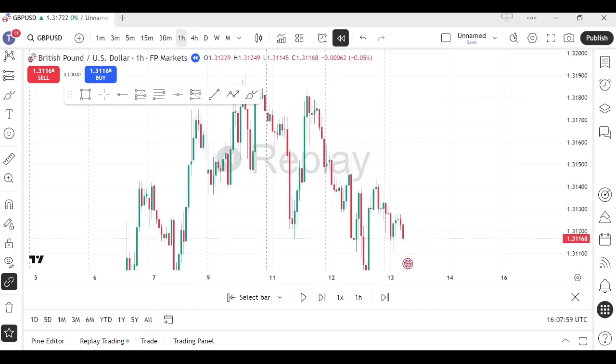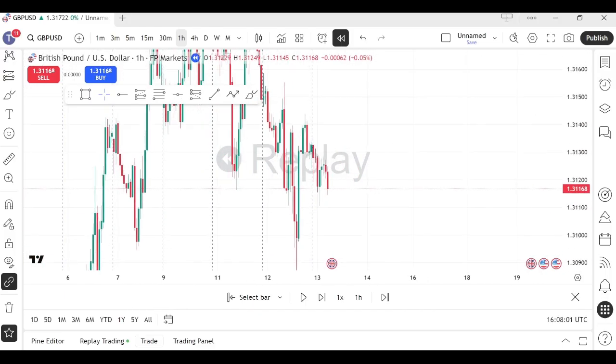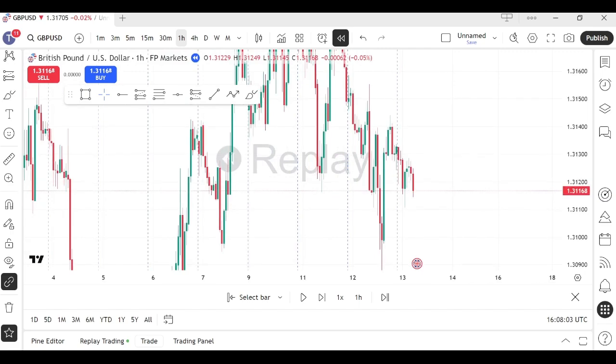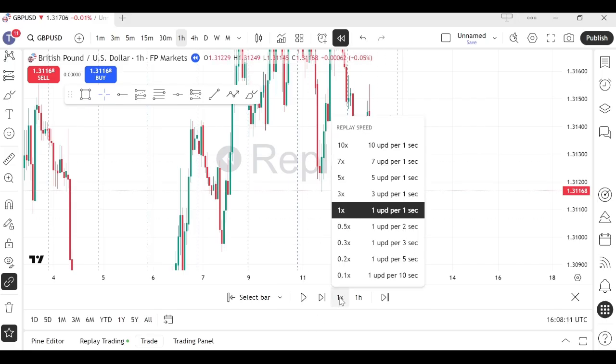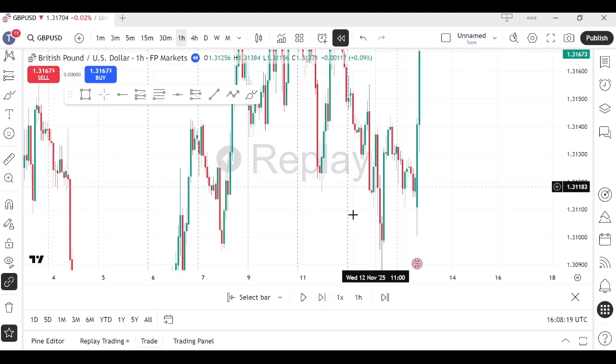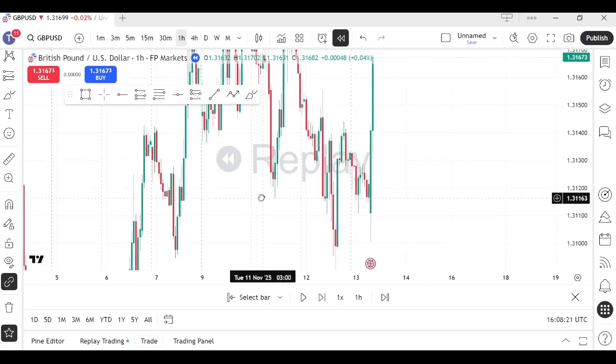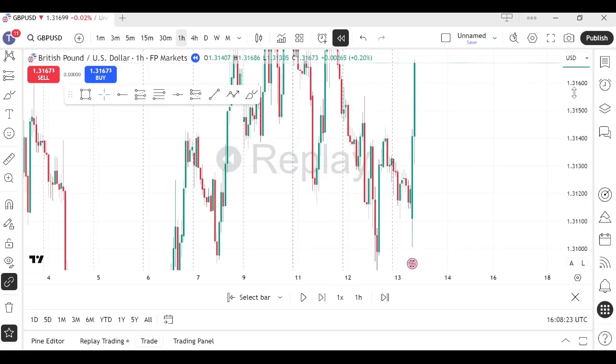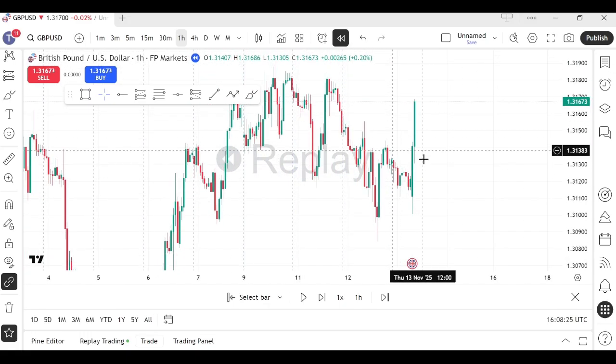All right, we are going to see first an example of an impulsive move. So I would have to play my charts so we can have an example. Okay. Very good. This right here is an impulsive move. You can see it.